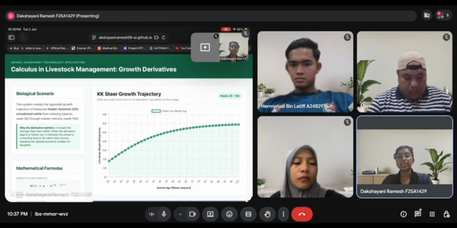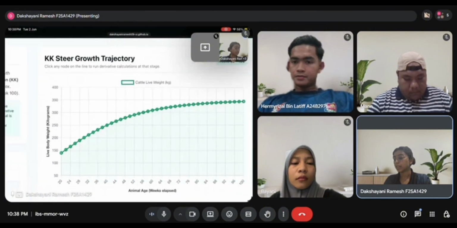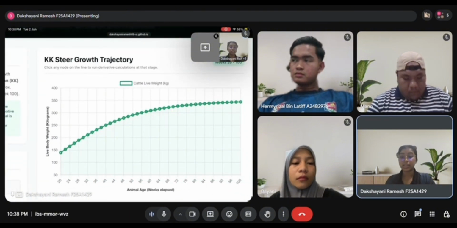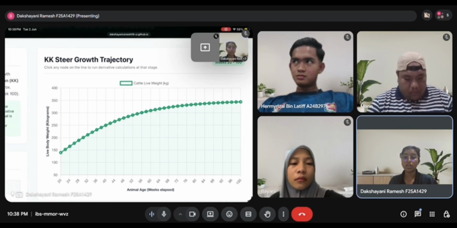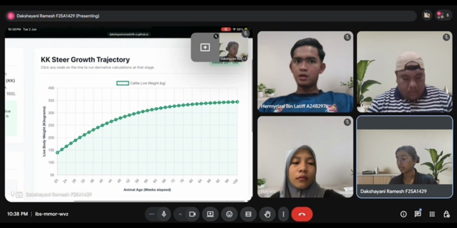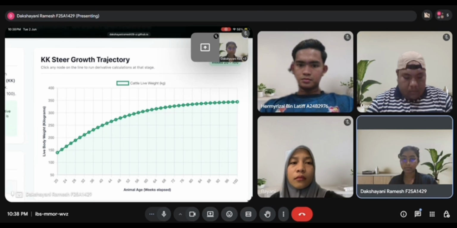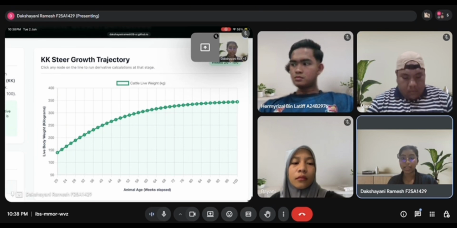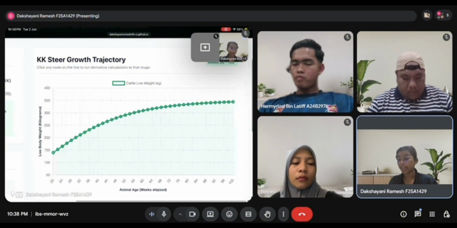Next is the explanation of the points on the graph. So, this is my graph. This graph shows cattle live weight in kilograms on the y-axis and the animal age on the x-axis. Each point on the graph represents an estimated body weight of cattle at a specific age.